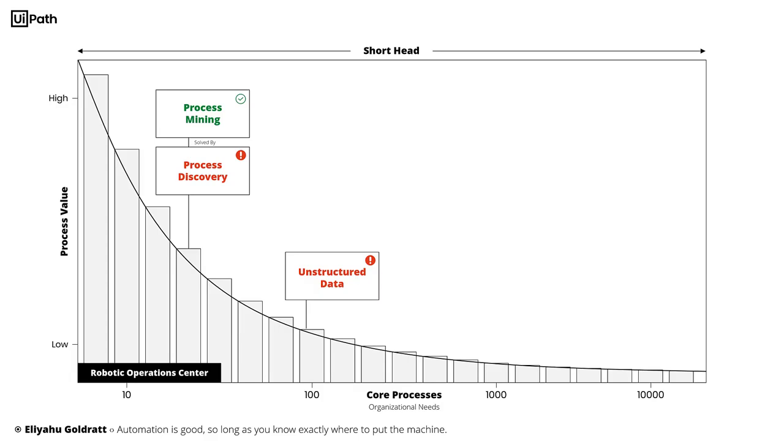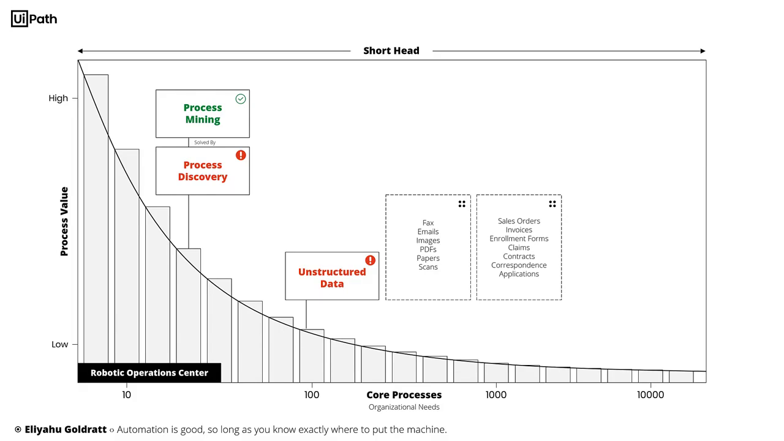Now, why is that the problem? Well, in your daily business, you need to process a lot of different documents in different formats, such as faxes, emails, images, PDFs, or paper scans. And you need to do that for different document types, such as sales orders, invoices, enrollment forms, claims, contracts, and so on and so forth.